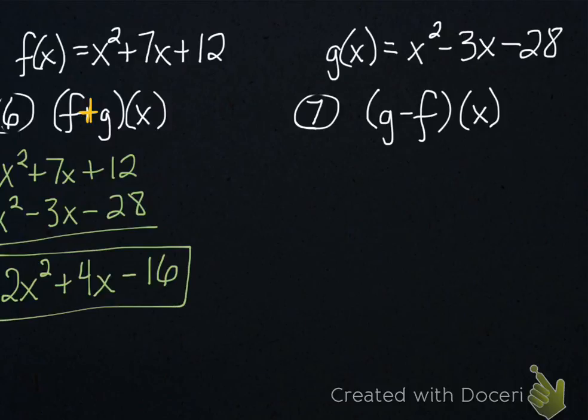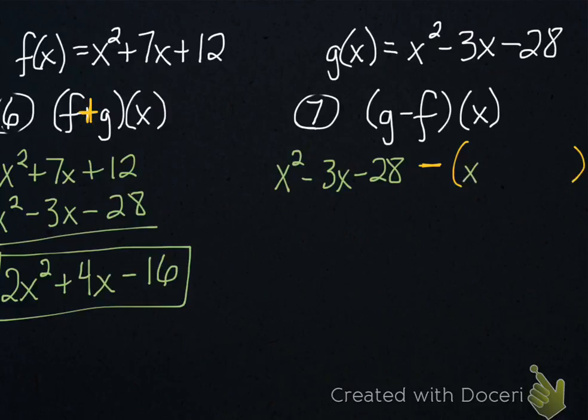This would be the answer for number 6. Let's look at number 7. Notice g comes first and we're subtracting f. So I have to do g first, x squared minus 3x minus 28. Now we're going to subtract the f of x function.